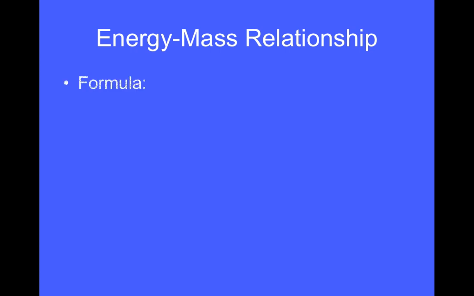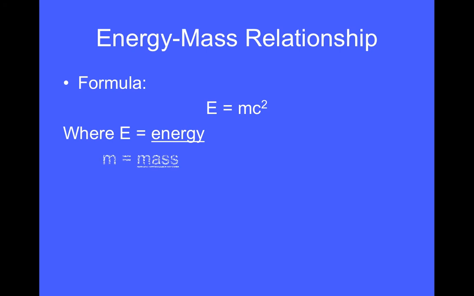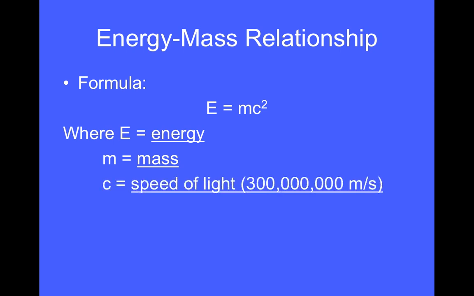And so his formula is E equals mc squared, where E represents your energy. M, of course, is your mass. Now remember that needs to be in kilograms. And c is the speed of light, which is 300 million meters per second. That's pretty fast.